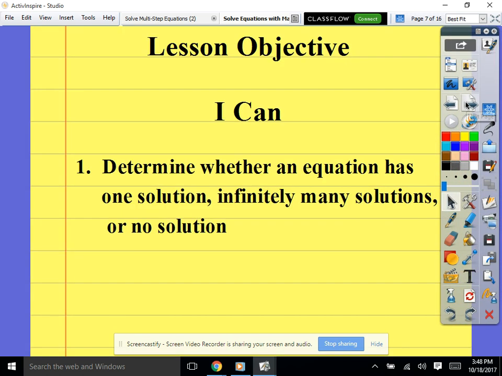Your lesson objective that you need to pause the video and write down: I am learning to determine whether an equation has one solution, infinitely many solutions, or no solution.